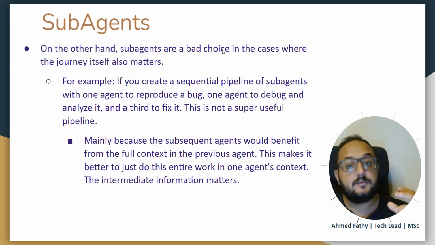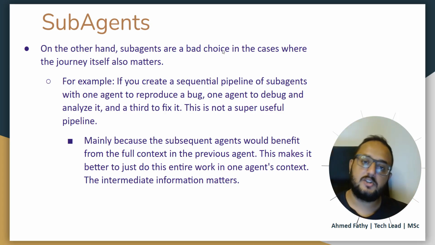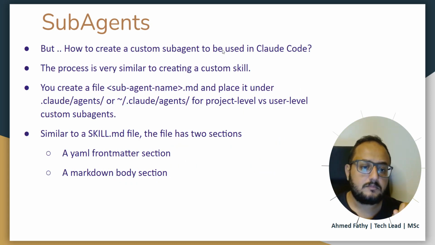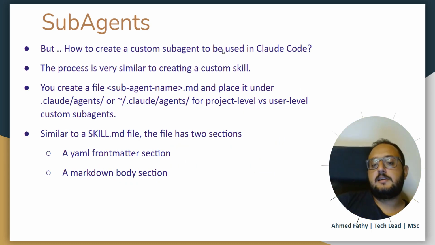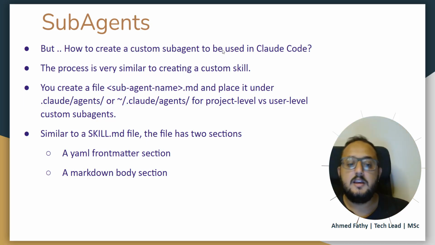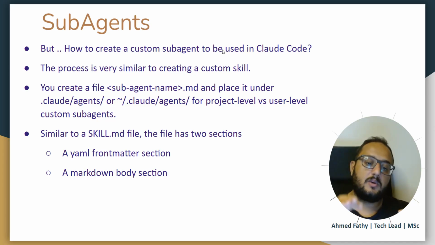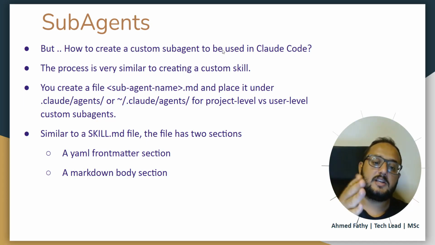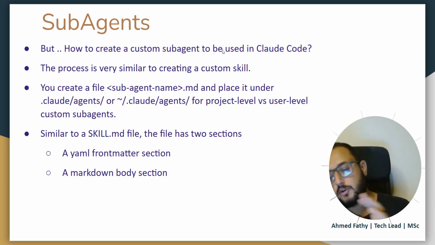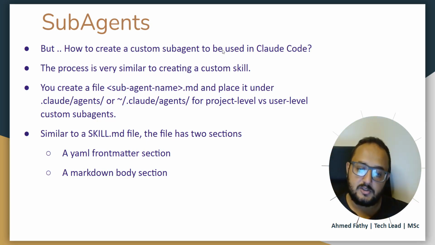The intermediate information matters, right? So sub-agents are not useful for all cases, which is obvious. But how do we create a custom sub-agent to be used in Claude Code? The process is very, very similar to creating a custom skill. You create a file named after the sub-agent, for example, code-reviewer.md, and place it under .claude/agents or the home directory's .claude/agents for project-level versus user-level custom sub-agents.